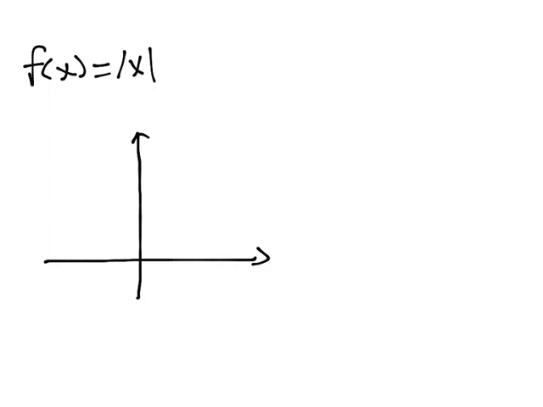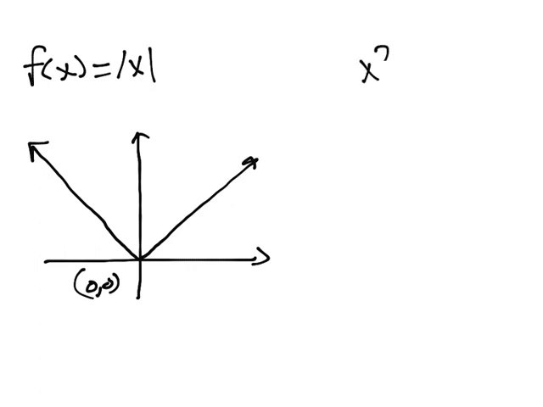The graph of it as a function is this big V that bounces once again at (0, 0). But unlike x squared, which also bounced at (0, 0), it did it with a nice smooth turning point.